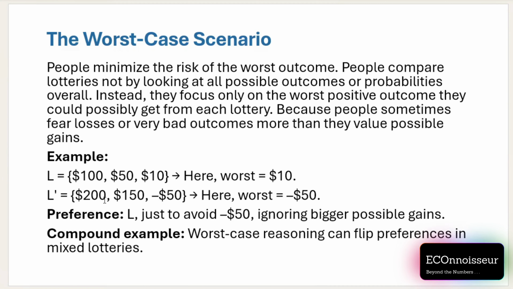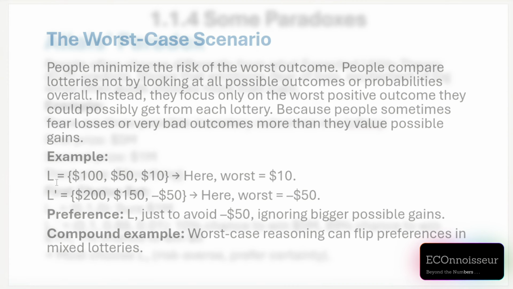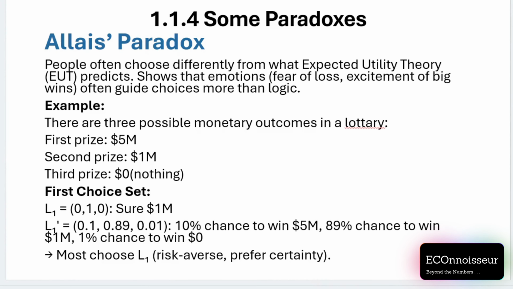Here the overall payoff or the overall possibility is better in lottery L prime because it has probability of $200, $150, but the decision maker ignores that just because he chooses to avoid the worst case scenario. That's why he ignores the overall outcome of the L prime and selects lottery L, and that violates the independence axiom.